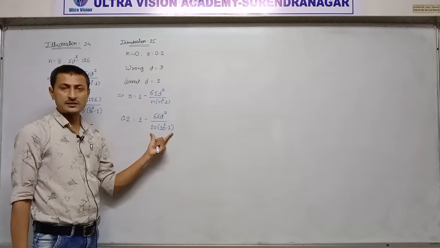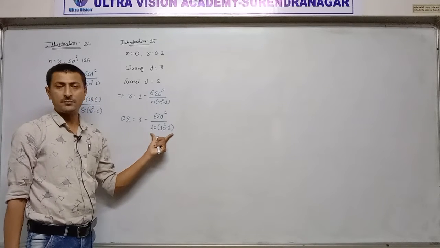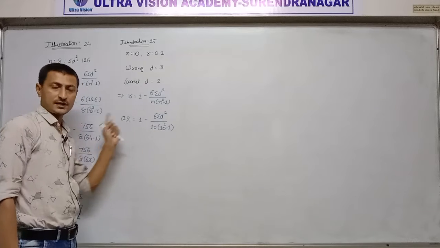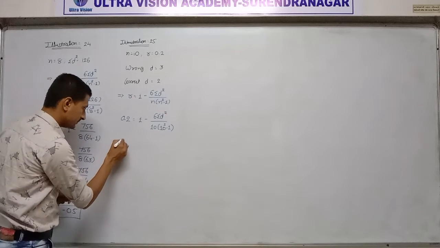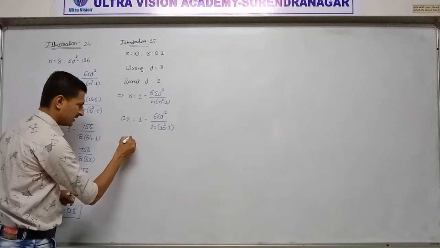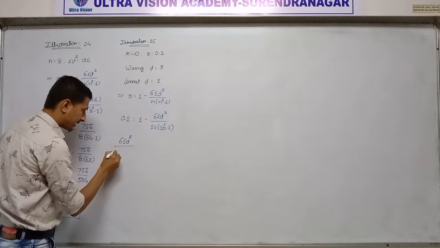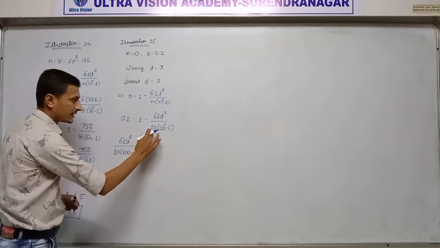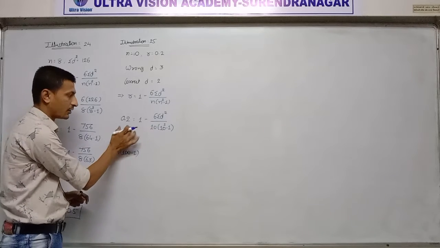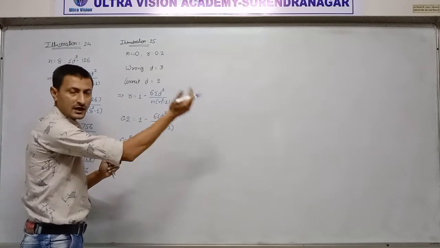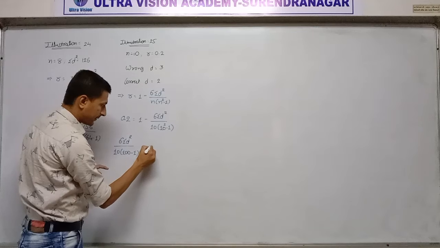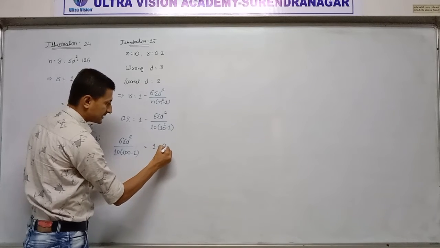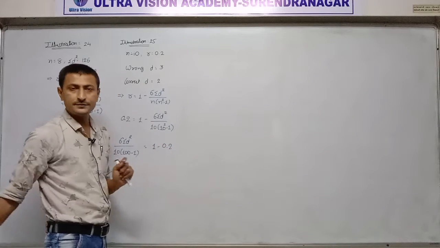Negative steps. 6 sigma d square divided by 10 in bracket n square minus 1, negative. Both sides, left hand side transfer to positive. So 6 sigma d square divided by 10 in bracket 100 minus 1, and 0.2 is positive. Transfer to right hand side, negative: 1 minus 0.2, opposite.